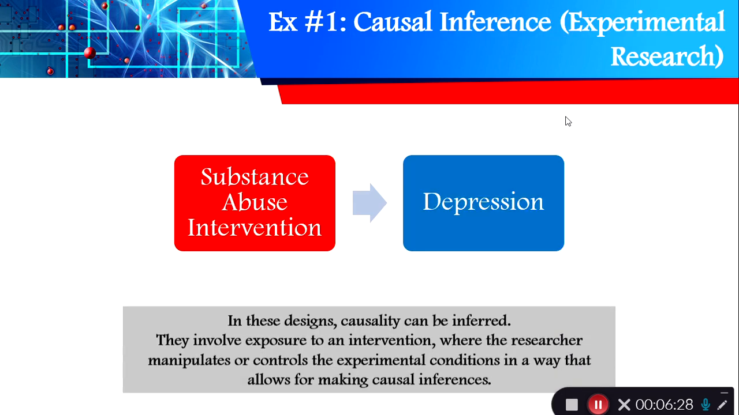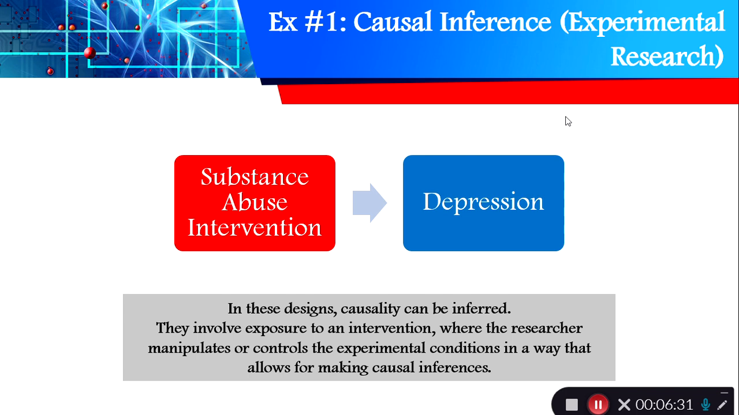Versus in experimental research, in these kinds of designs, we are typically looking to examine the effectiveness of an intervention or the impact of an intervention on a particular outcome. And so in these designs, causality can be inferred. The reason for this is because these kinds of designs involve exposure to an intervention where the researcher manipulates or controls the experimental conditions in a way that allows for making causal inferences. And as we move forward in this discussion, I'll provide some examples of why this is the case and what this whole idea of control means within experimental research.